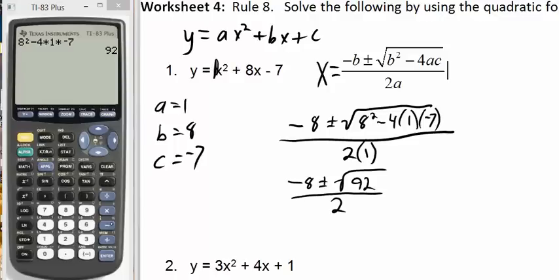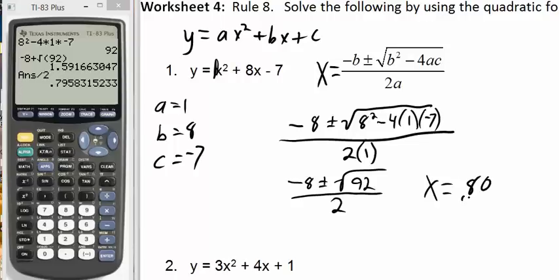Okay, so now I just have to type those in. Negative 8 plus the square root of 92, enter, and divide by 2. If you go ahead and divide by 2, it's only going to divide this part by 2. So you have to do enter first. So the plus part is x is equal to 0.80 by the time I round it.